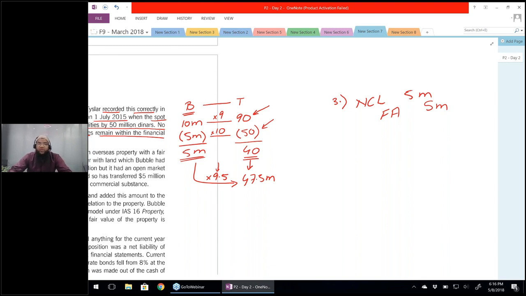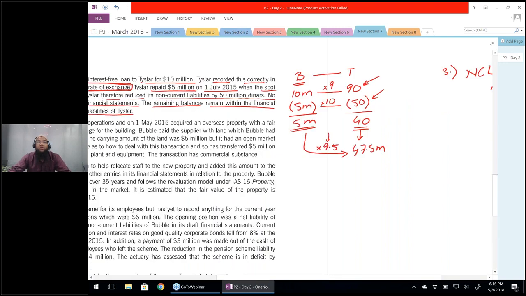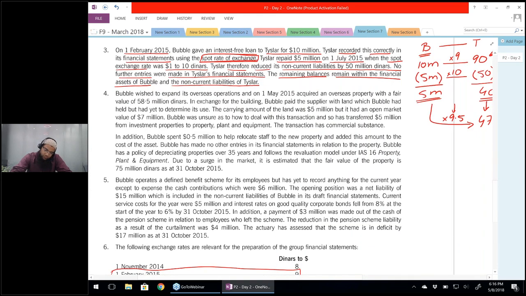So adjustment number 3 has been done. This was one of the difficult adjustments in the question. Yes, Saifullah, we will be adding 7.5 in the balance sheet in the non-current liability section. Nabila, 7.5 loss should be recorded in P&L because it is a monetary liability as per IAS 21. The liability is a monetary liability. That is why the exchange gain or loss should be recorded in P&L.